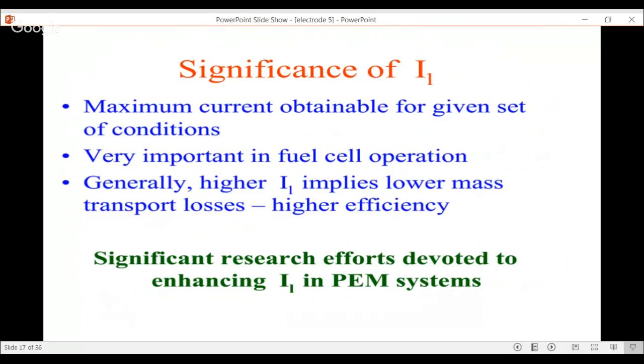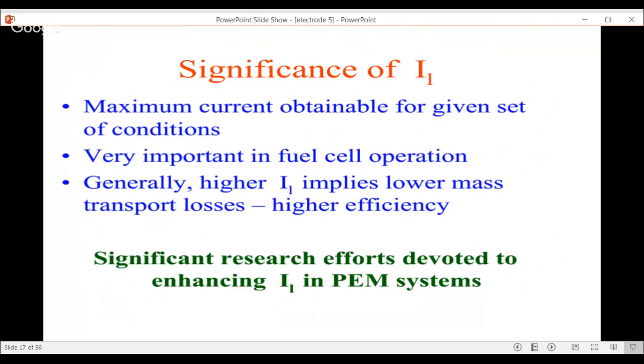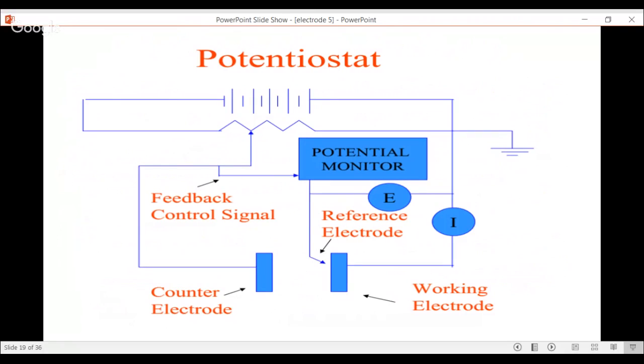So what we are trying to do is we are always trying to optimize the limiting current. So when the limiting current is optimized, it means the other mass losses are reduced. So now we will see a few, very few, common electrochemical experiments.